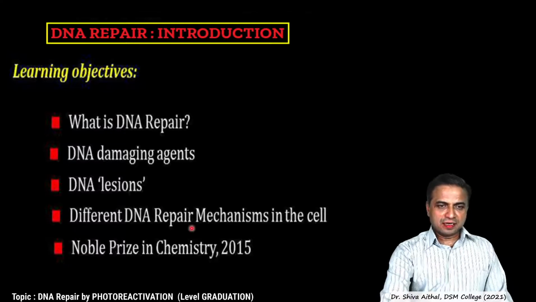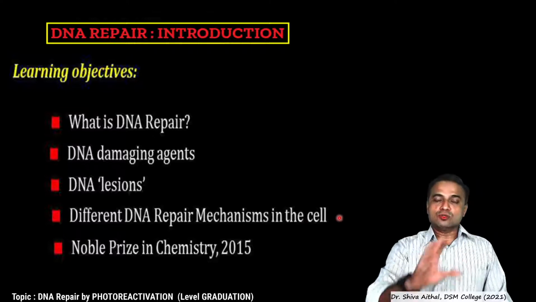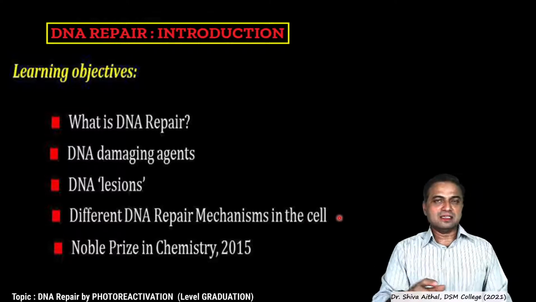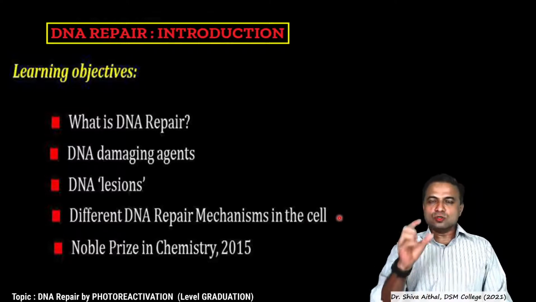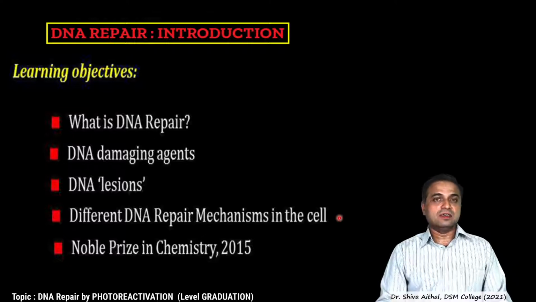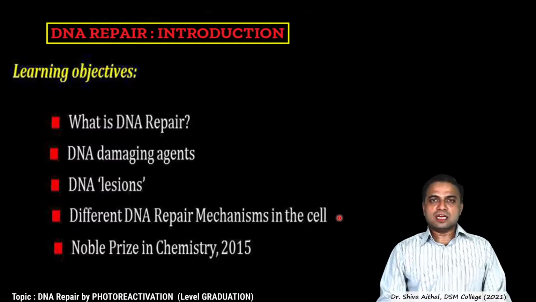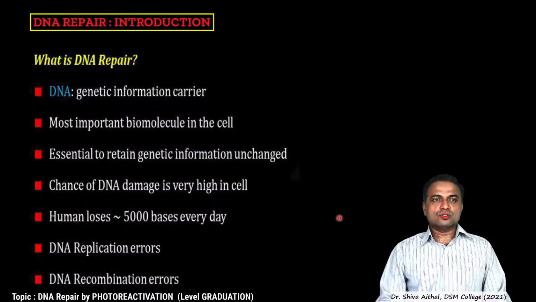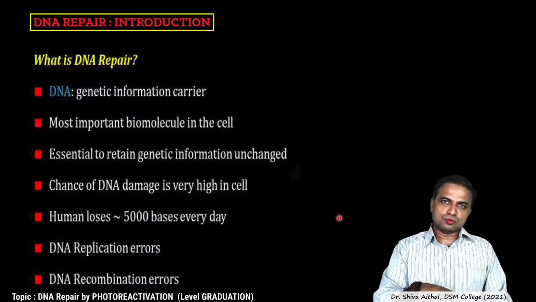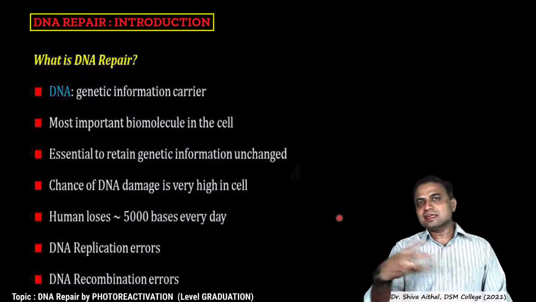Different DNA repair mechanisms in the cell. You should know the different types of repair mechanism in all the types of cell, and you should know that this repair system, which was discovered, got a Nobel Prize recently, in 2015. Even now, work is going on with the repair system of the DNA, and very interesting things are being opened up. So this is what you should know. So what is DNA repair? DNA repair is when damage to the DNA which occurs is reversed back.